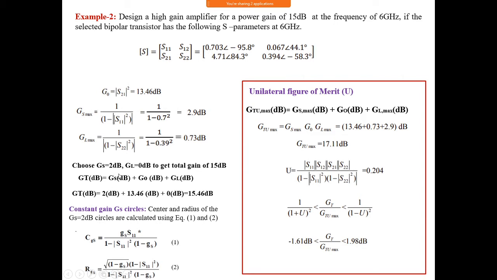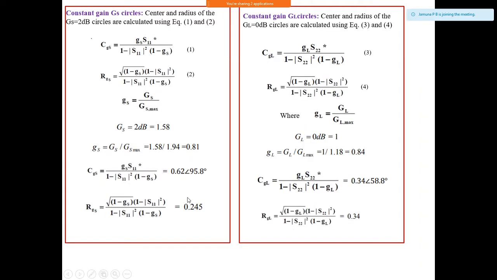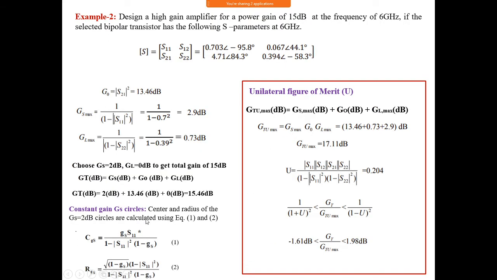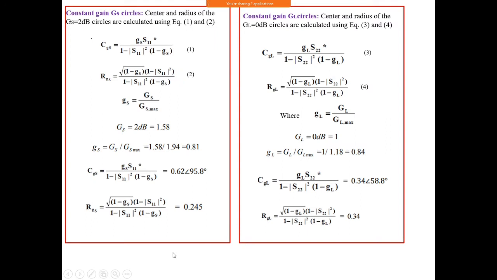To get this GS and GL, we have to choose the impedances. What impedance is needed to get those particular values of gain? Because GS and GL depend upon the source and load impedances, ZS and ZL. So for that we should draw the circles, as we also did in the previous class. GS circle we have to draw and GL circle we have to draw. For GS equal to 2 dB, we get the center of the circle and the radius of the circle using these equations.